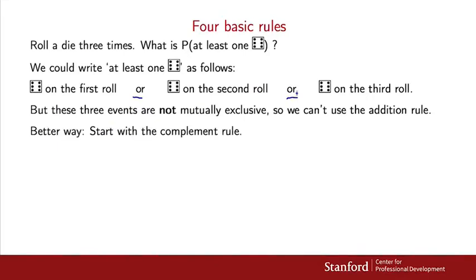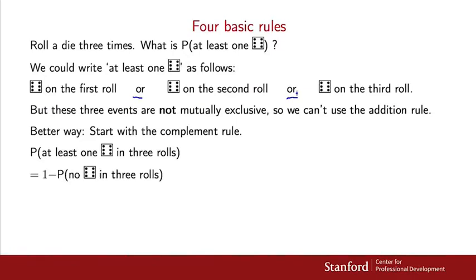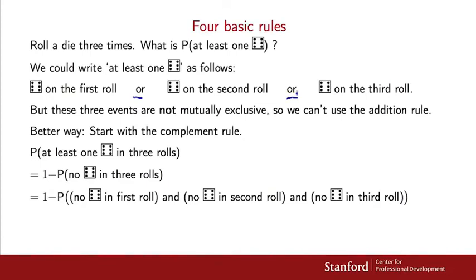So let's try the complement rule. The probability of having at least one 6 in 3 rolls is 1 minus the probability of its complement, which is no 6 in 3 rolls. So why am I doing this? No 6 in 3 rolls means no 6 in the first roll, and no 6 in the second roll, and no 6 in the third roll. So now you see there's an AND between the events. And that's just what I need, because I know the 3 rolls are independent. So I would like to use the multiplication rule. And for the multiplication rule, I have to use ANDs.